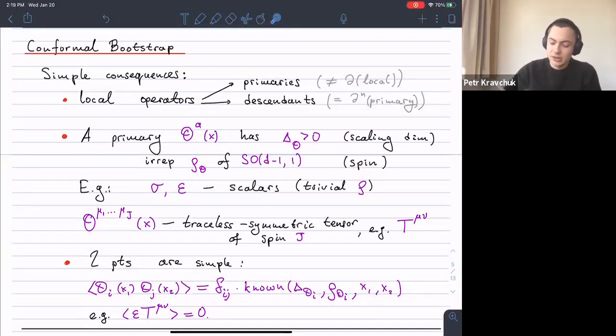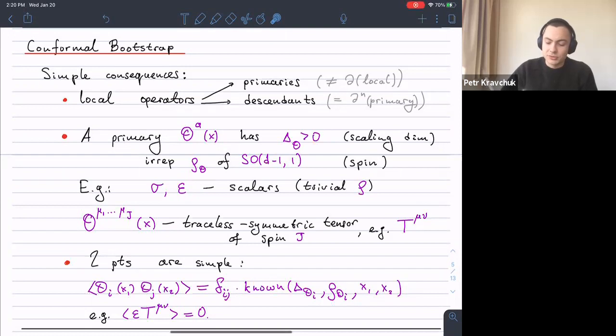In particular, for any primary operator, its transformation under conformal symmetry is described by a positive real number, which we call the scaling dimension. We saw examples of Δσ and Δε before. And also an irreducible representation of the Lorentz group. Here I'm assuming that we have a CFT in D dimensions, so the Lorentz group is SO(D-1,1).